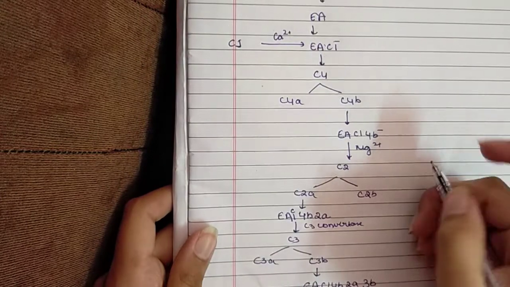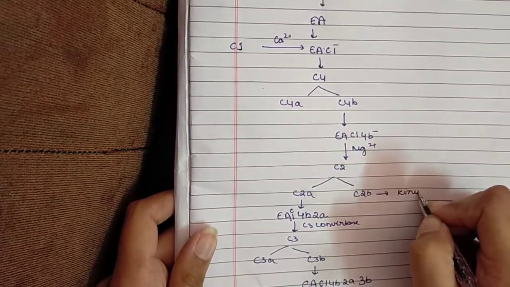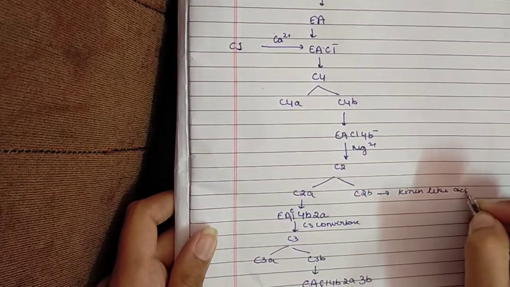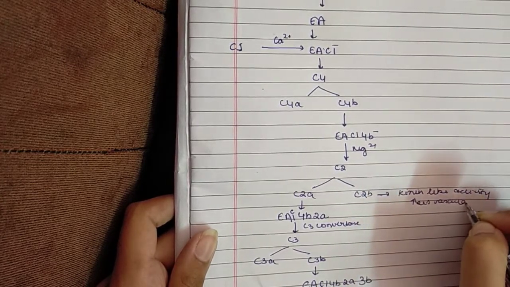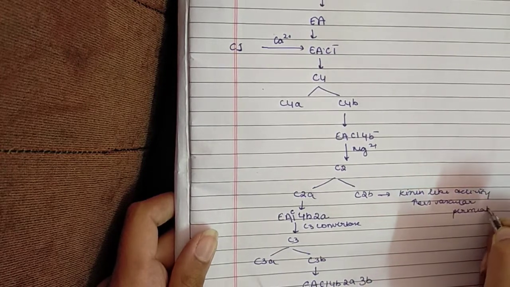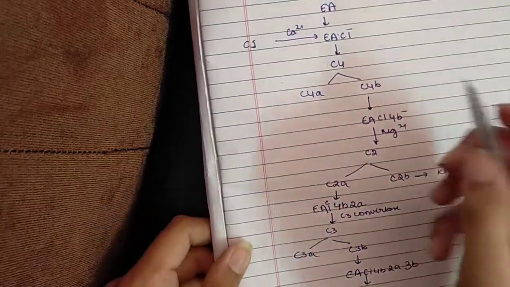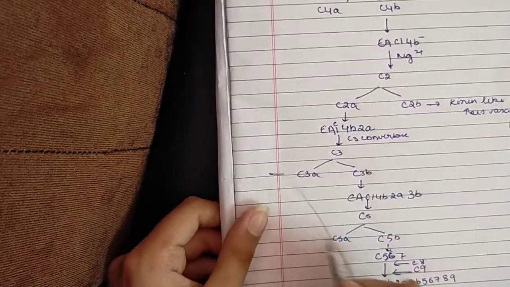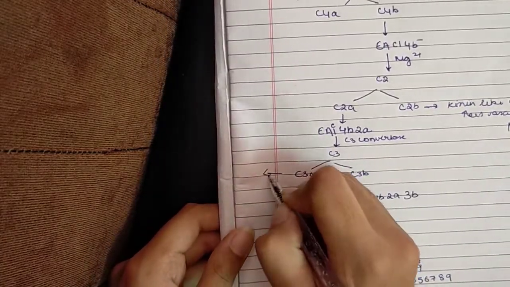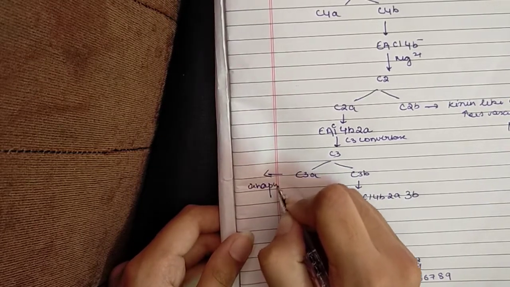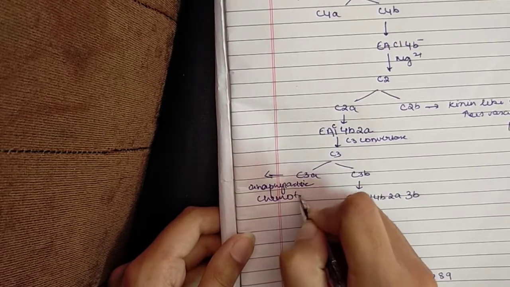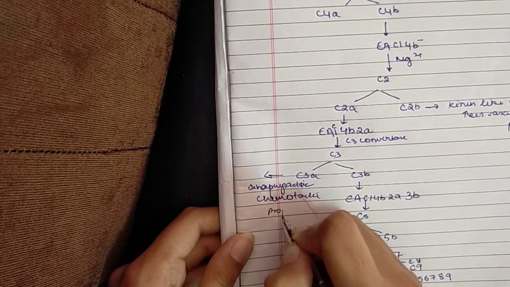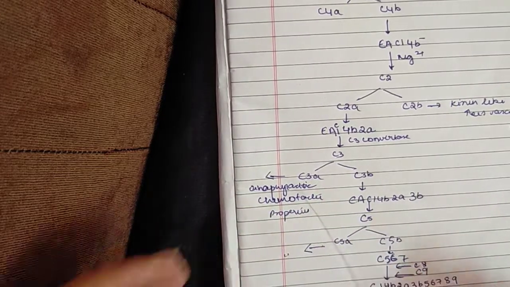Now I'll tell you a bit about C4A, C2B and the others. This will have a kinin-like activity. What does kinin do? It increases the vascular permeability. Now over here, C5A and C3A, they both have an anaphylactic and a chemotactic property. We'll just write it the same way over here too.